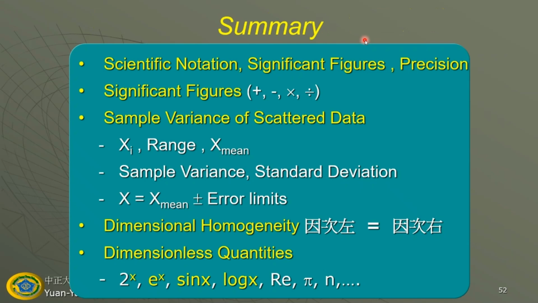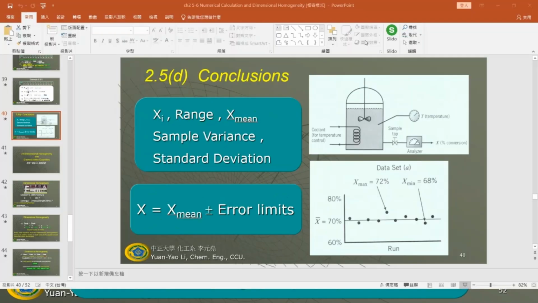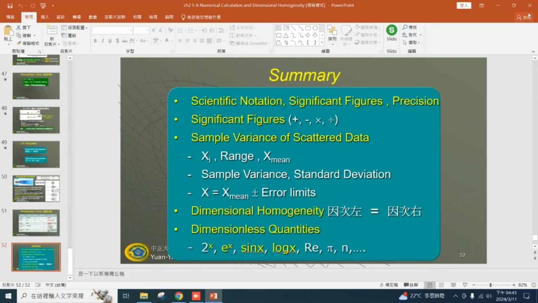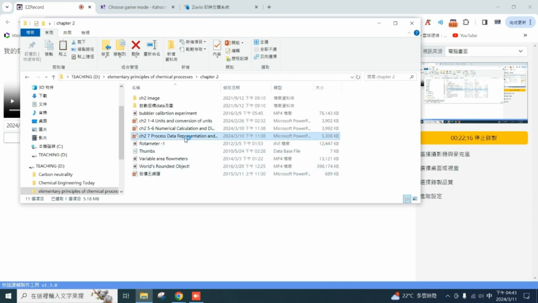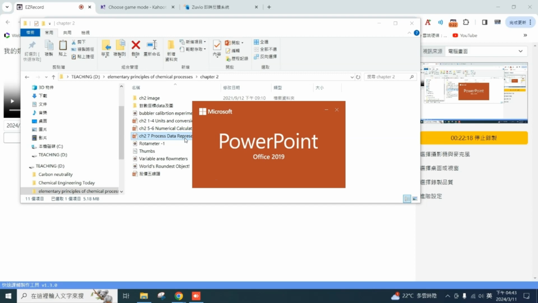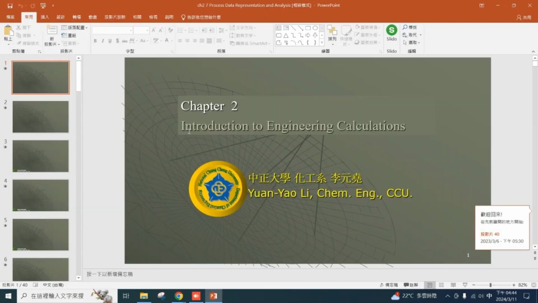Right, this is the summary of chapter 2. I will skip this first. Okay, so let's move to section 2.7.